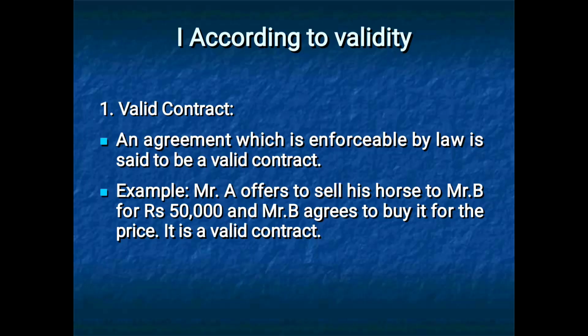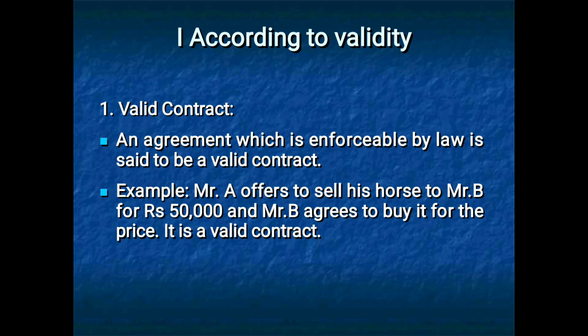Let us see one by one in a detailed manner. First one, on the basis of validity. In that, the first thing is valid contract. The name itself indicates it is legally or officially accepted one. While using cheques or dialing mobile numbers, we hear this term frequently, isn't it? If the number is not valid or the cheque is not valid, then it is called an invalid one. So, a valid contract is a contract which is enforceable by law.